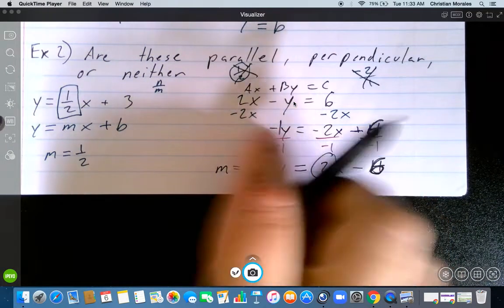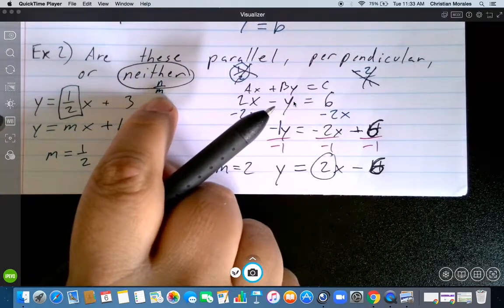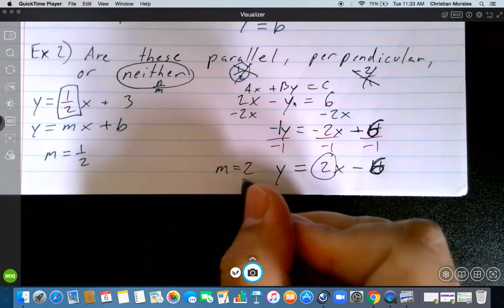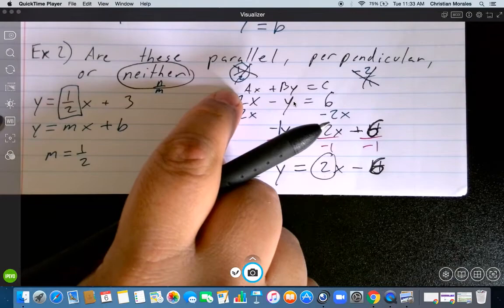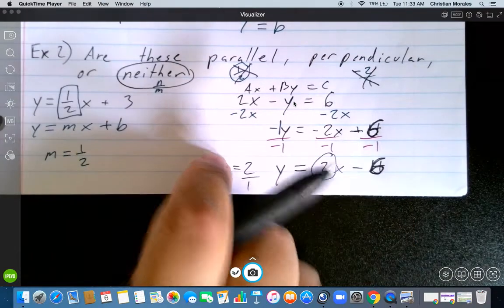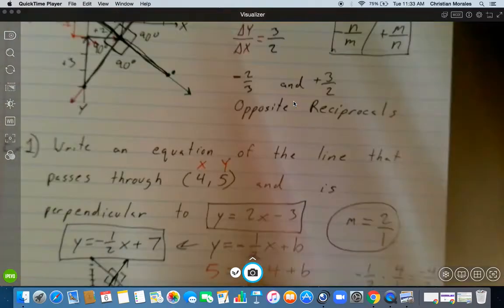So what does that mean? Your answer is neither. It's a completely different number. You could put it over 1 if you want, but it doesn't matter. It's not parallel and it's not perpendicular. It's something else. So it's neither. All right. One more question and then we're done.